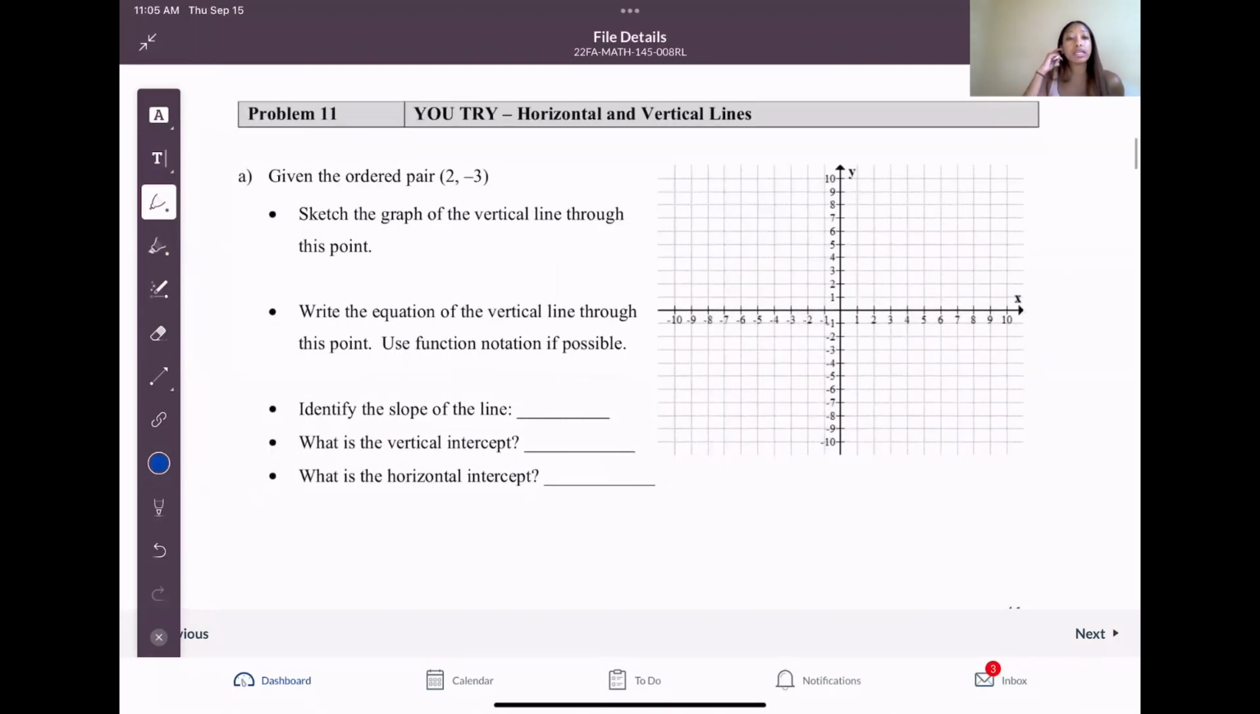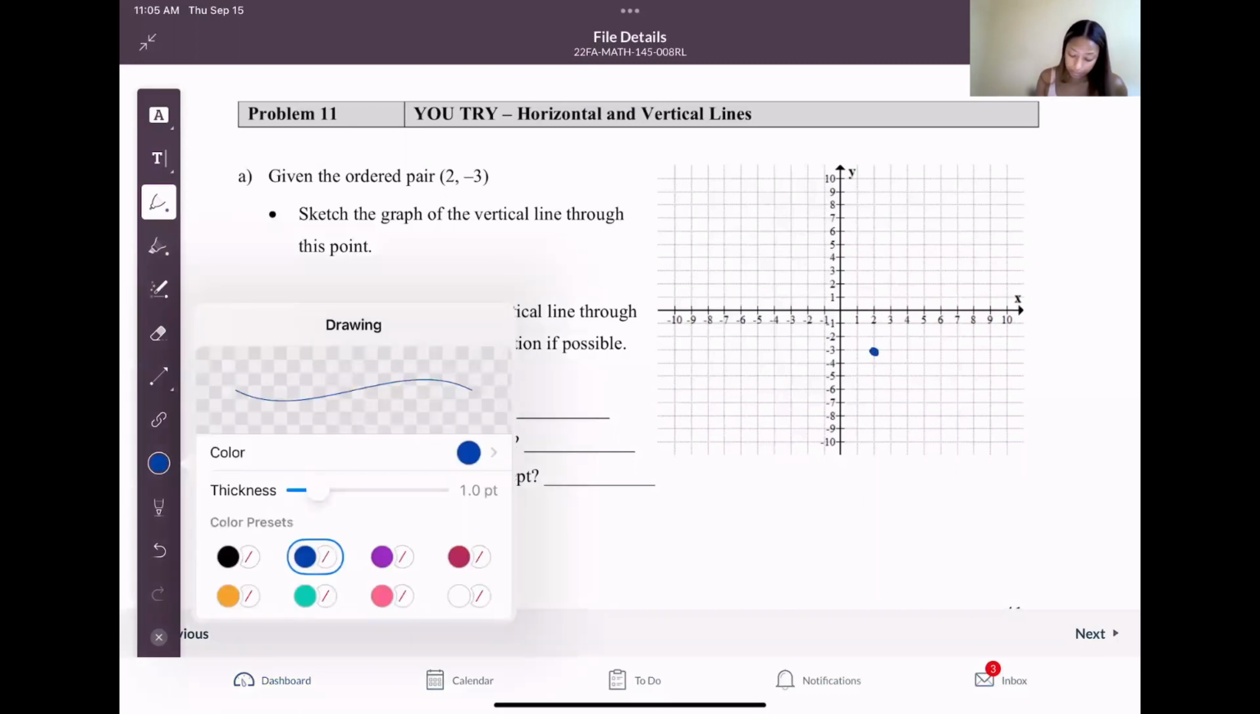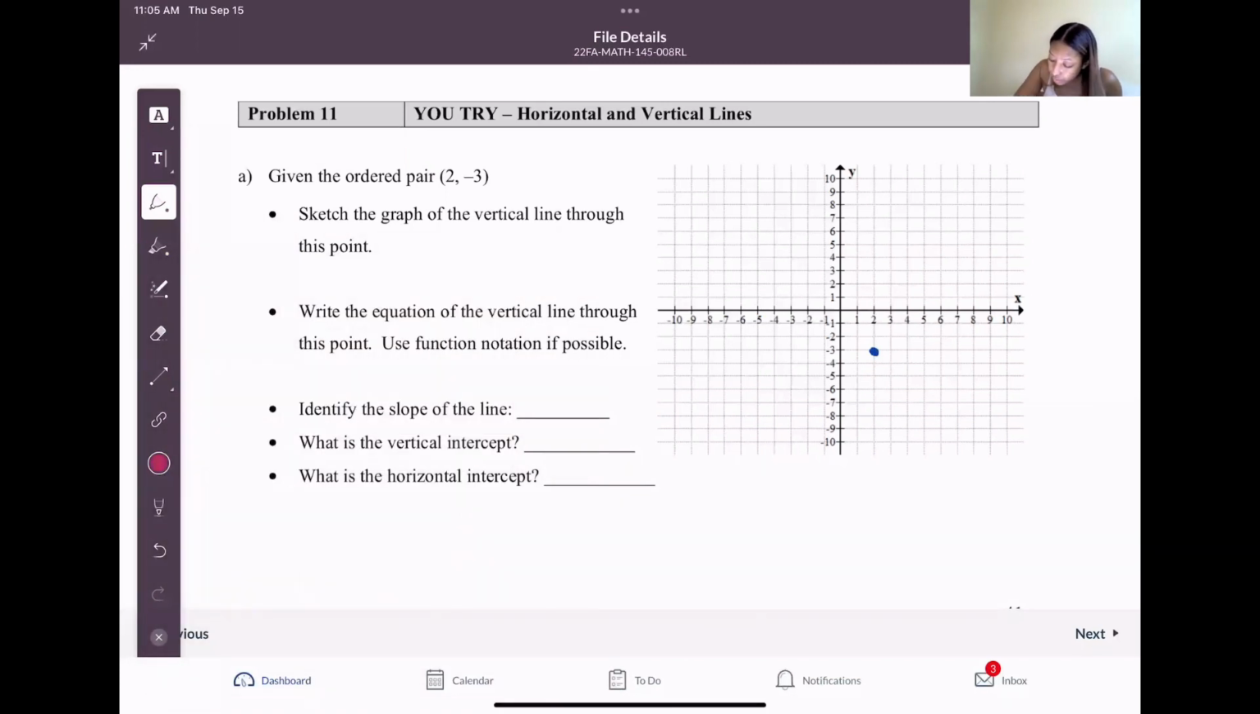Try It 11 is another one with horizontal and vertical lines. Given the ordered pair (2, -3), I'm going to plot that point. (2, -3) is here. Sketch the graph of the vertical line through this point. The vertical line through this point is this line. And then write the equation of the vertical line through this point. The equation of that line would be x equals 2. It's always going to be x equals whatever the x coordinate is.